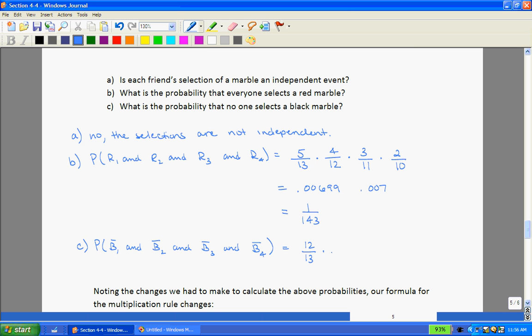The second person is only going to have how many marbles to choose from? Just 12. And of the non-black marbles, there's only going to be 11 of those left. For the third person, now they only have 11 marbles to choose from. And for the non-black marbles, there's only 10 of those left. And for the fourth person, they only have 10 marbles to choose from. And of the ones that are not black, there's only 9 of those left.